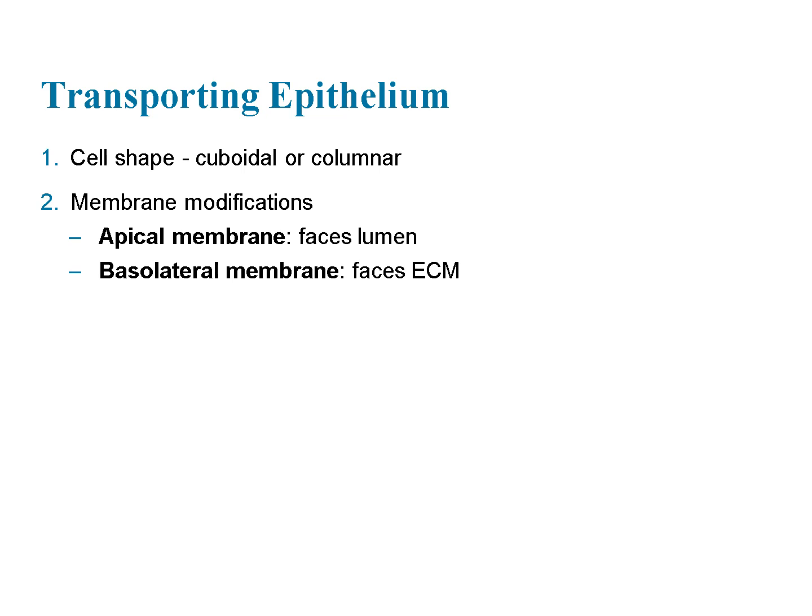One unique feature of transporting epithelium is its membrane modifications. The apical membrane is the side facing the lumen, or the hollow part of an organ or tube. On the other hand, the basolateral membrane faces the extracellular matrix, where interactions with other cells and structures occur. This polarity of membranes allows these cells to direct movement efficiently, ensuring substances are transported to where they're needed.